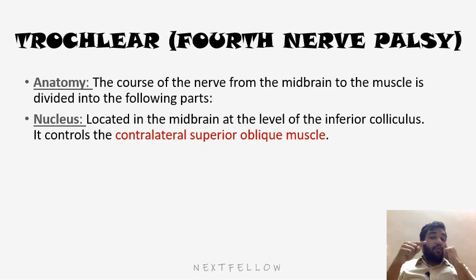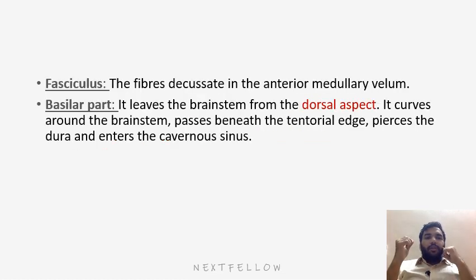Whereas in the third nerve you saw the superior rectus is contralateral. The nucleus supplies the contralateral superior rectus. Here the superior oblique is contralateral, and trochlear. So the fasciculi, the fibers, decussate in the anterior medullary velum. Basilar part: it leaves the brainstem from the dorsal aspect.